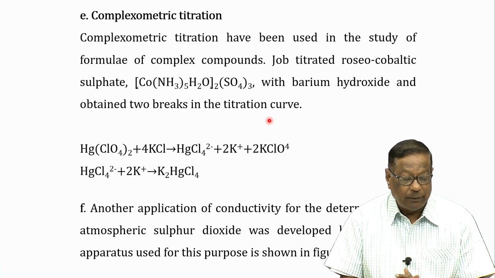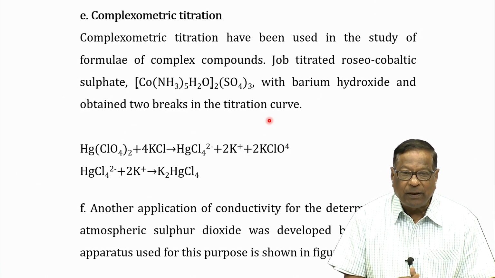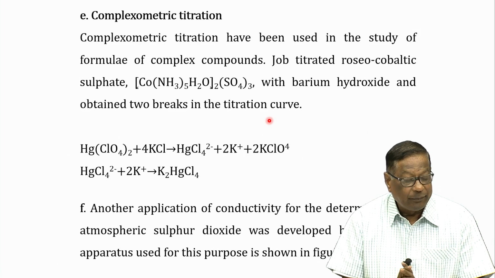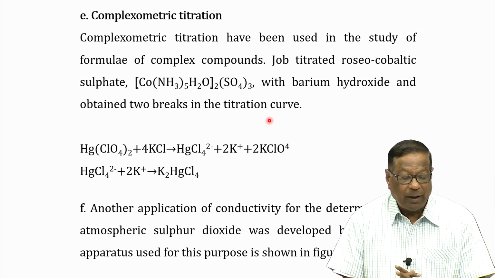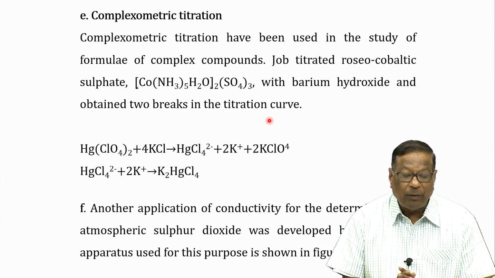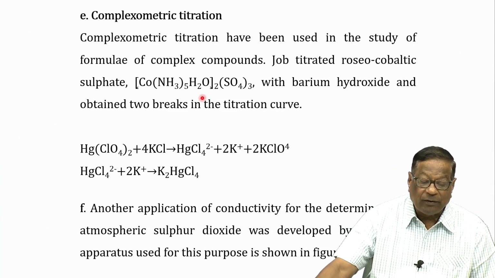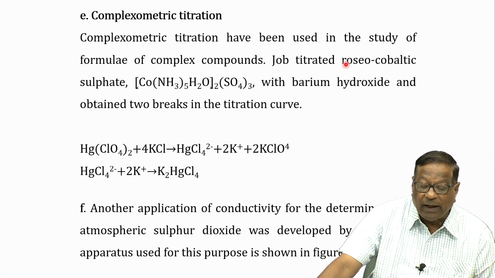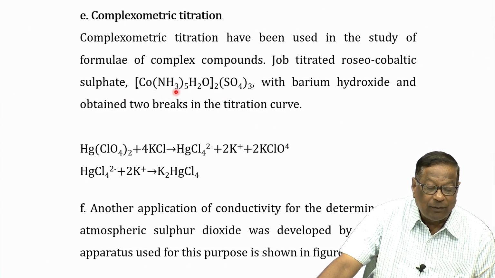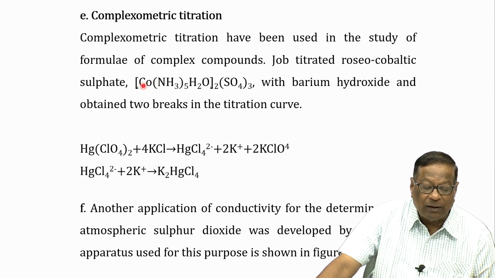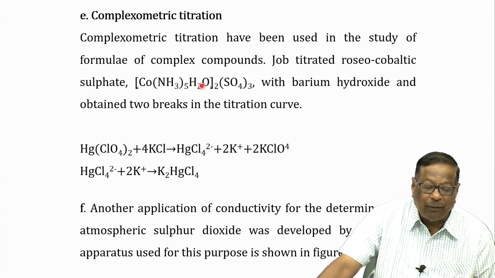We will continue our discussion for another 5 to 6 slides, and then I am going to describe complexometric titration. In complexometric titrations, they have been used in the study of the formulation of complex compounds. Job is the name of the scientist. He titrated roseo cobaltic sulphate, Co(NH3)5 H2O. This is a complex, wherein the cobalt is associated with 5 molecules of ammonia and 1 molecule of water.